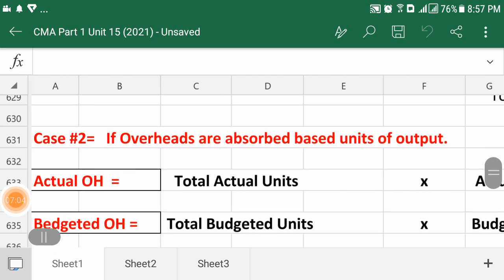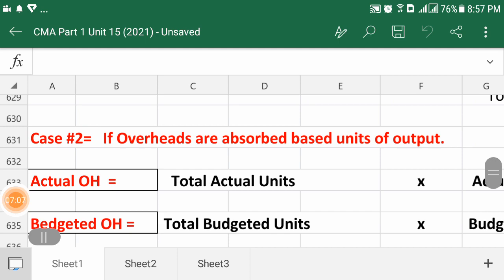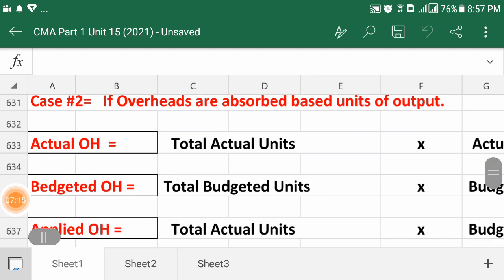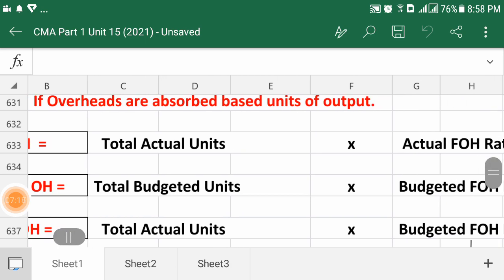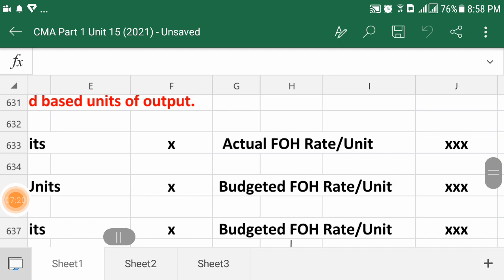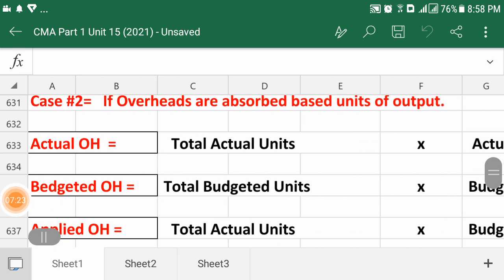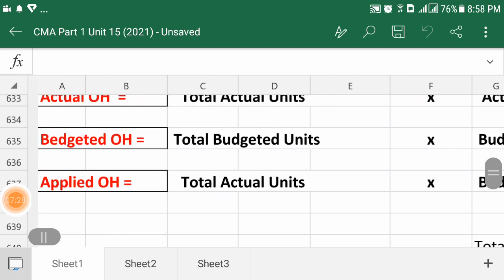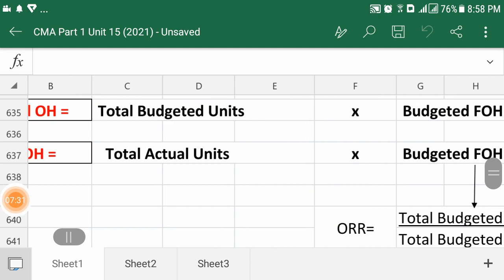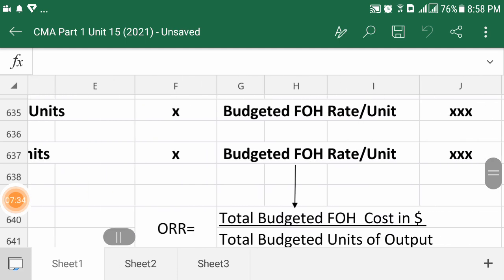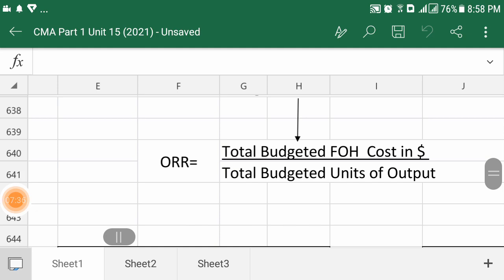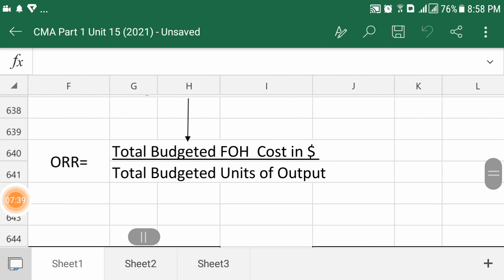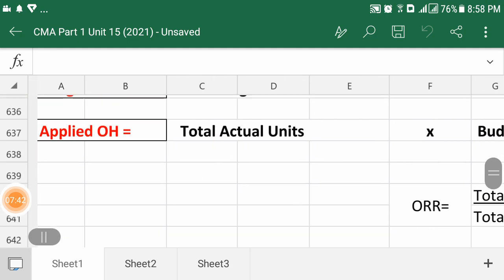Case 2 is saying that if overheads are absorbed based on units of output, that is the volume, and this one is an output. So the total actual overhead is equal to actual outputs, actual units, into the actual overhead rate, whatever the rate is, and you will multiply with that. The same you will do for the budgeted: you will multiply with the budgeted rate, and you will get the amounts. And applied, you will multiply the actual units into the budgeted fixed overhead rate, and you will get that. And if it is not available, then you will use the budgeted cost, budgeted outputs. So this is the way you can calculate.